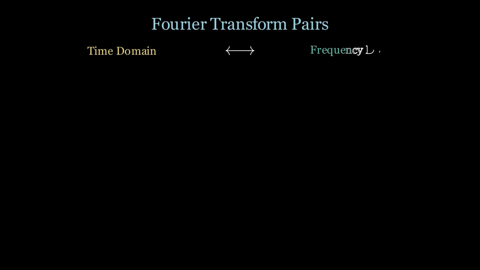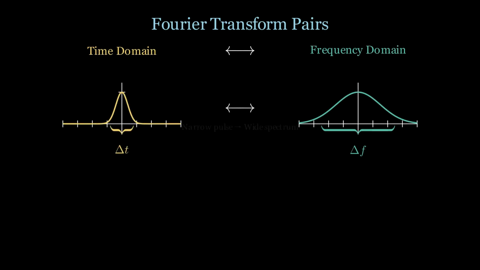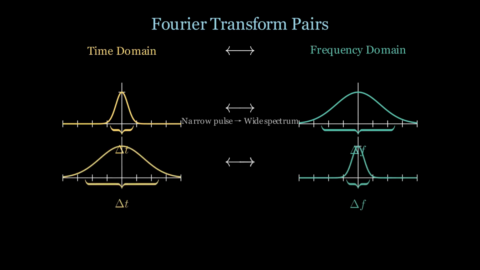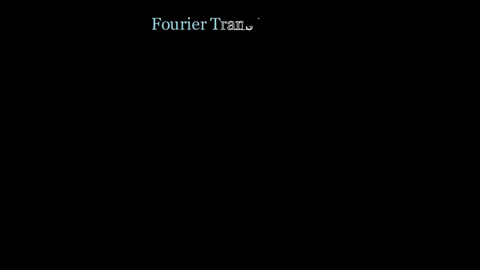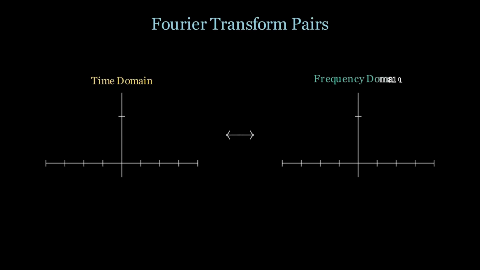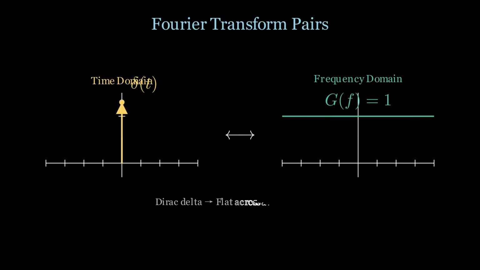If we compare signals in the time domain to their frequency domain pairs, a beautiful pattern emerges. A signal that is tightly squeezed in time is widely spread out in frequency, and vice versa. This is not a coincidence. It is a direct consequence of the time-frequency uncertainty principle, the exact same mathematics that drives Heisenberg's uncertainty principle in quantum physics. It proves that no signal can ever be perfectly localized in both time and frequency simultaneously.